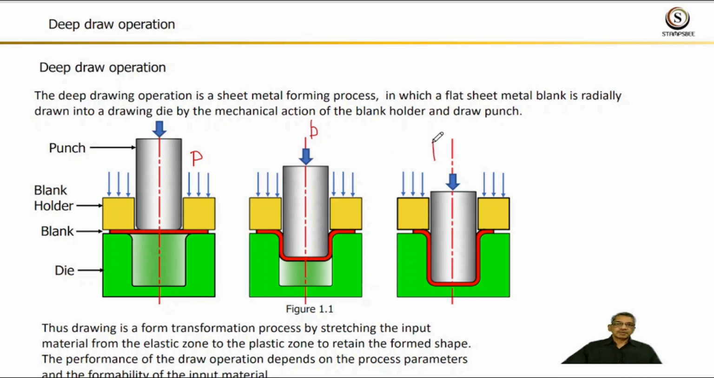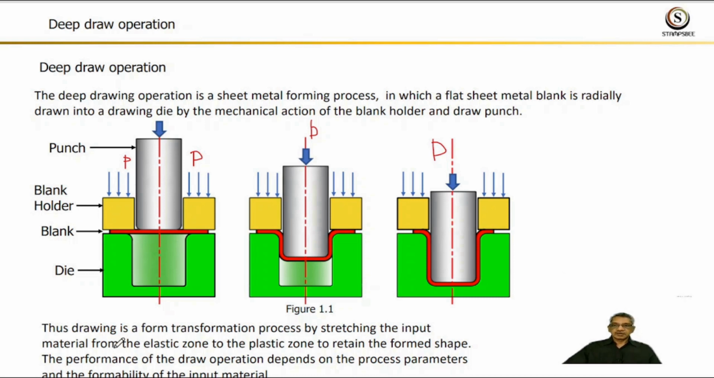The draw punch completes the operation by stretching input material into the die cavity up to the end position. In this way, the sheet metal blank is given the shape of the die and punch. In all the above stages, the load applied on the blank holder and punch are the topmost critical parameters.